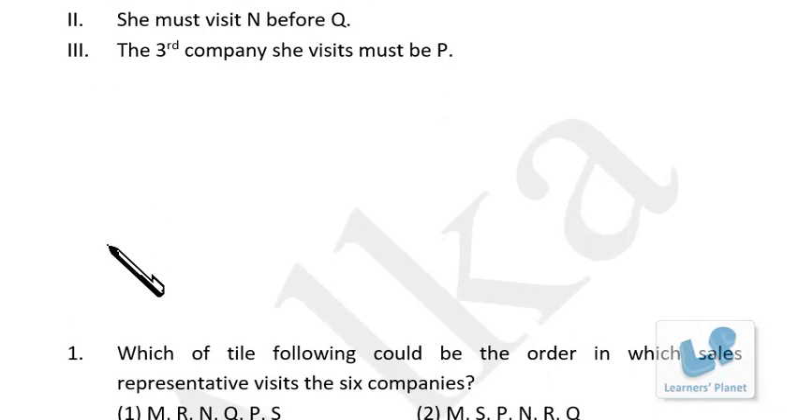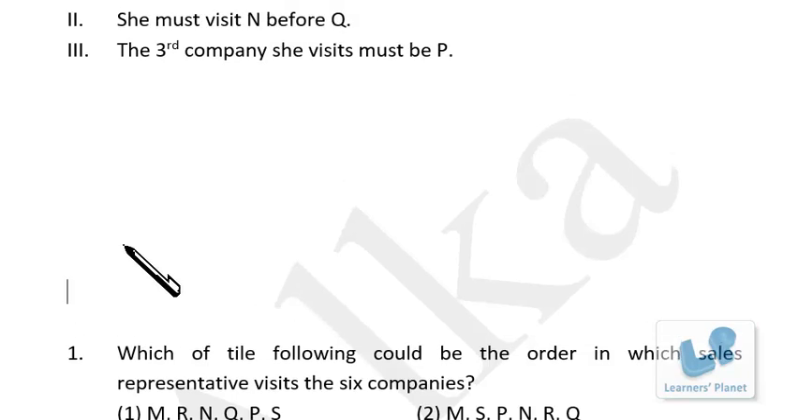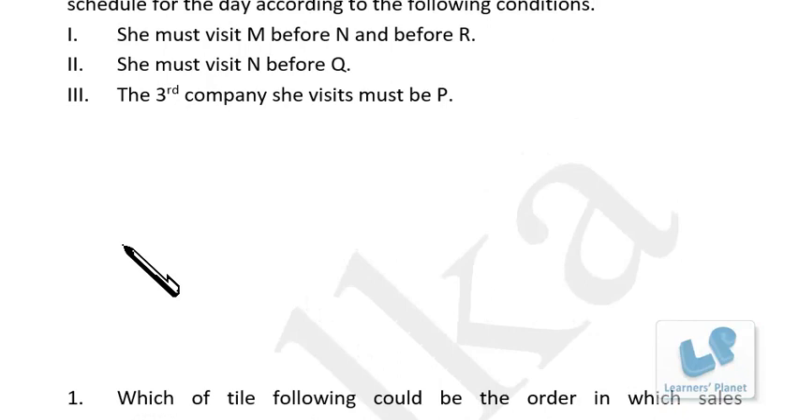Now the very first question is: which of the following could be the order in which the sales representative visits the 6 companies? So it is better to go by the options in this case, so we'll be able to know the order, and we have to choose the option that satisfies all 3 conditions precisely.